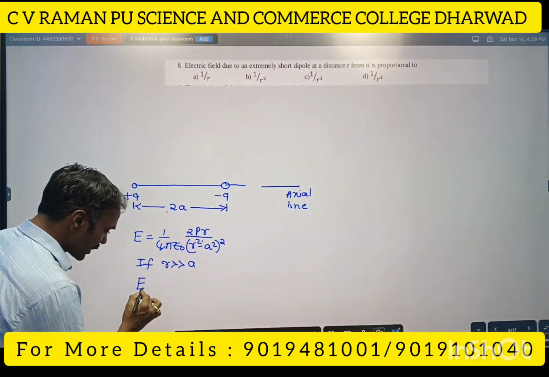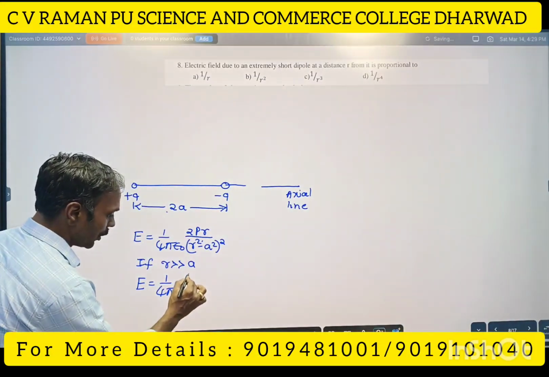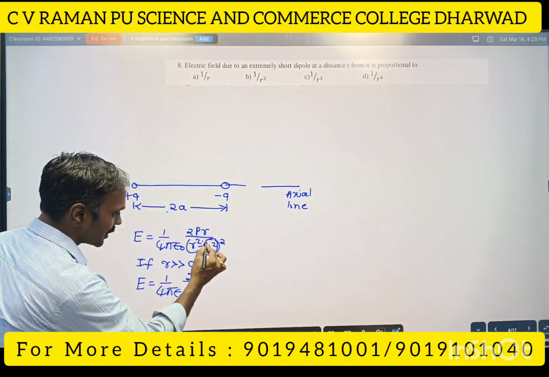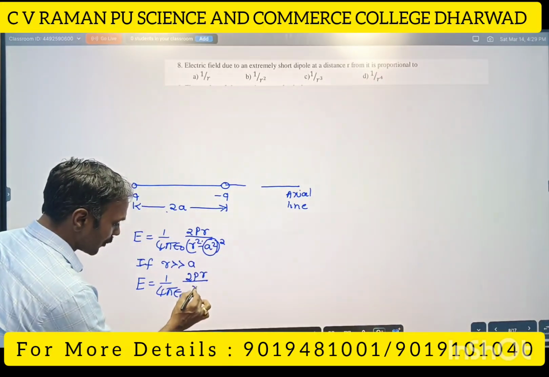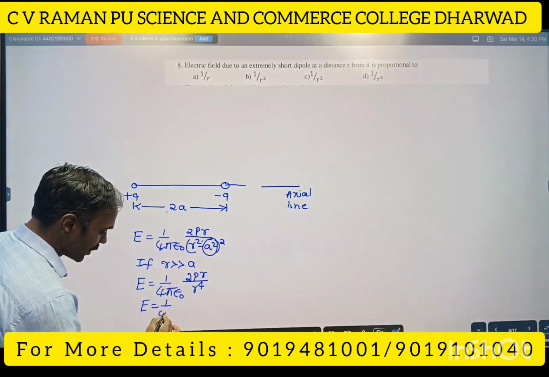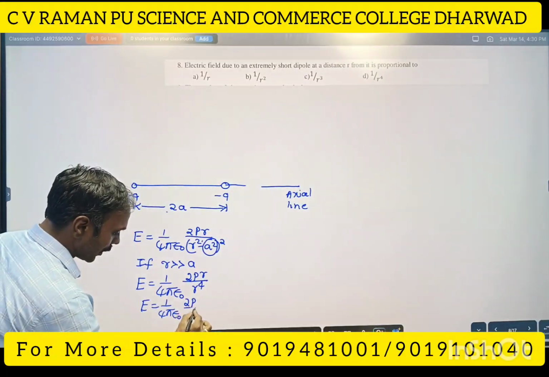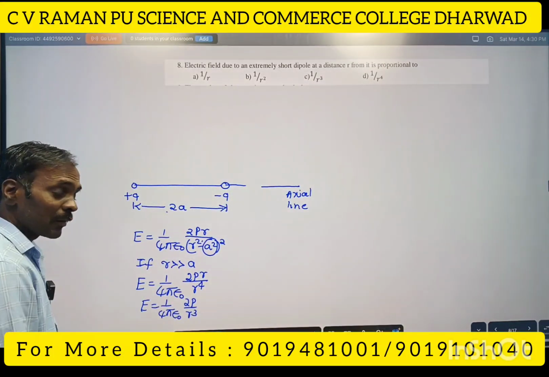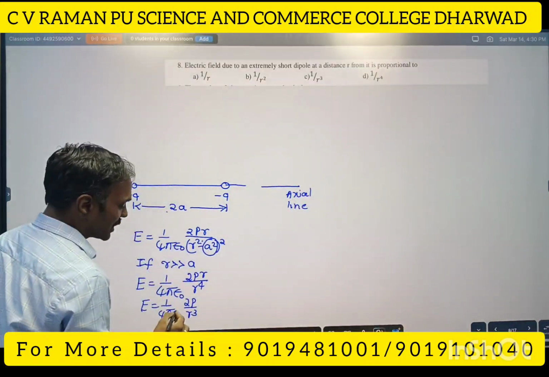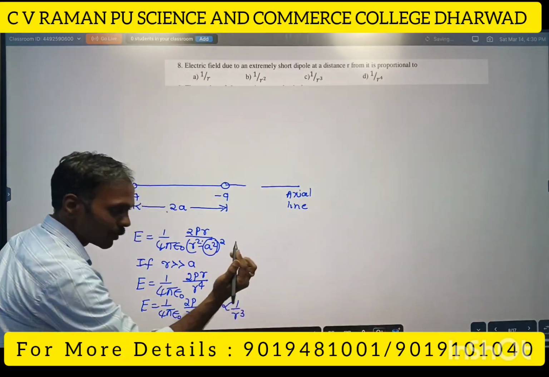So when we neglect a square in the denominator, we have 1 upon 4 pi epsilon naught, 2pr divided by r square to the power 2, which is r to the power 4. On simplifying this, we get the result 1 upon 4 pi epsilon naught, 2p divided by r cube. Electric field at a point on the axial line is inversely proportional to r cube.